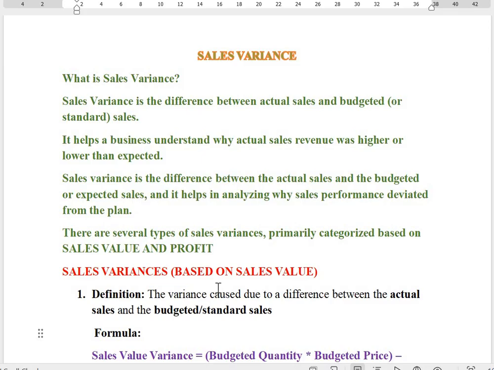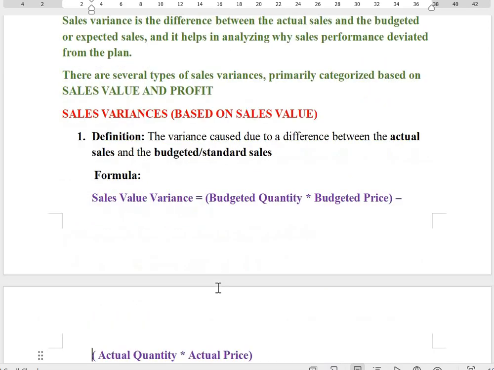So sales variance is the difference between actual sales and budgeted sales, and it helps analyze why the sales performance deviated from the planned one. We are going to compute it using two methods. One is based on the sales value and the next one is based on the profit. The first one we are going to discuss is based on the sales value.